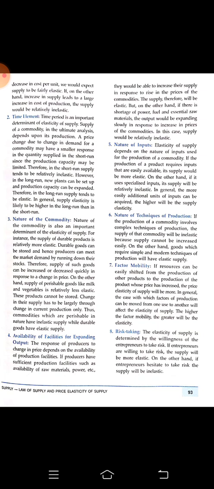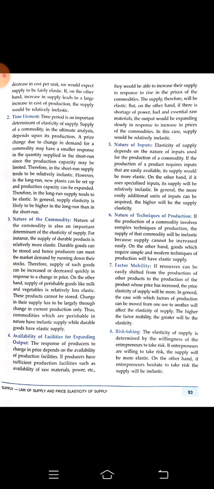Availability of facilities for expanding output. If the producer is getting a sufficient amount of raw materials, and all the other factors which are needed for production, if he is getting everything in sufficient quantity, then the supply is going to increase. Okay, nature of inputs. If production of a product requires inputs that are easily available, its supply will be elastic. And on the other hand, if the inputs need to be specialized, then it will become inelastic in nature.